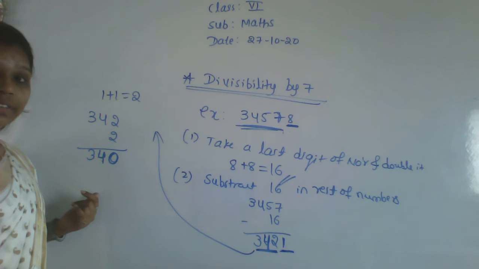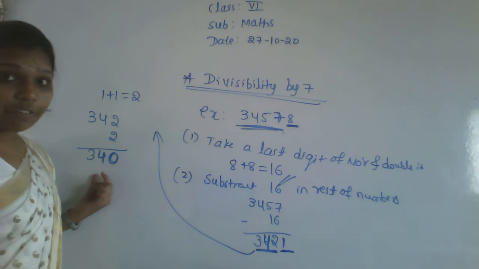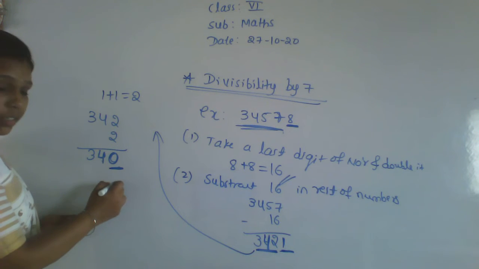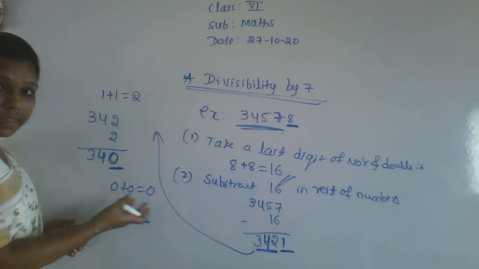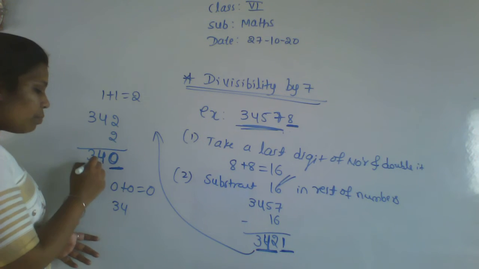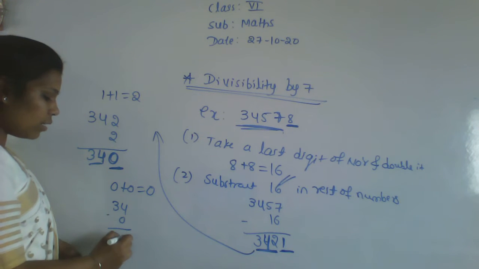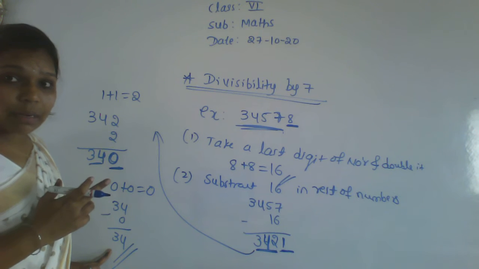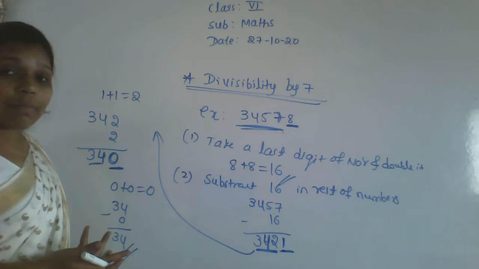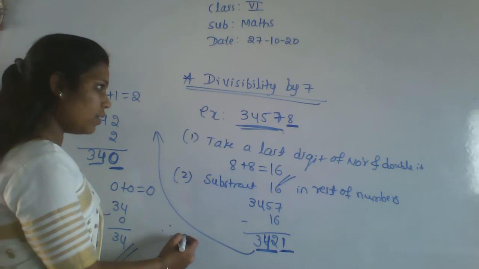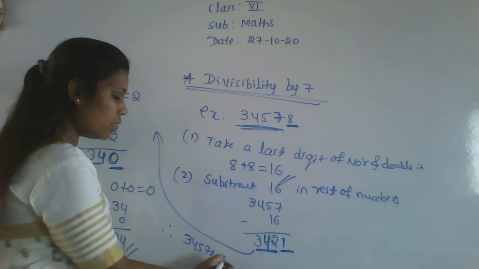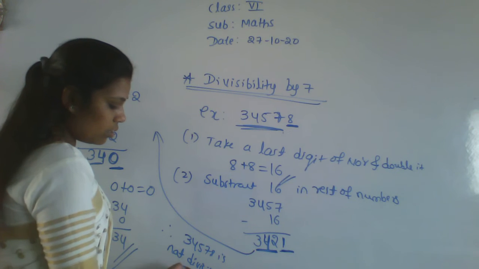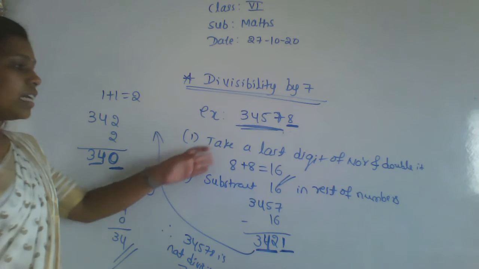Whether 340 is divisible by 7, again we can't judge like that, right? So take the last number only. The last number is 0. 0 plus 0 is only 0. Double means 0 only we will get. So subtract: 34 minus 0. What will we get? 34. So is 34 divisible by 7? No. So it is not divisible by 7. Therefore we can say that the given number 34578 is not divisible by 7. We can write like this.